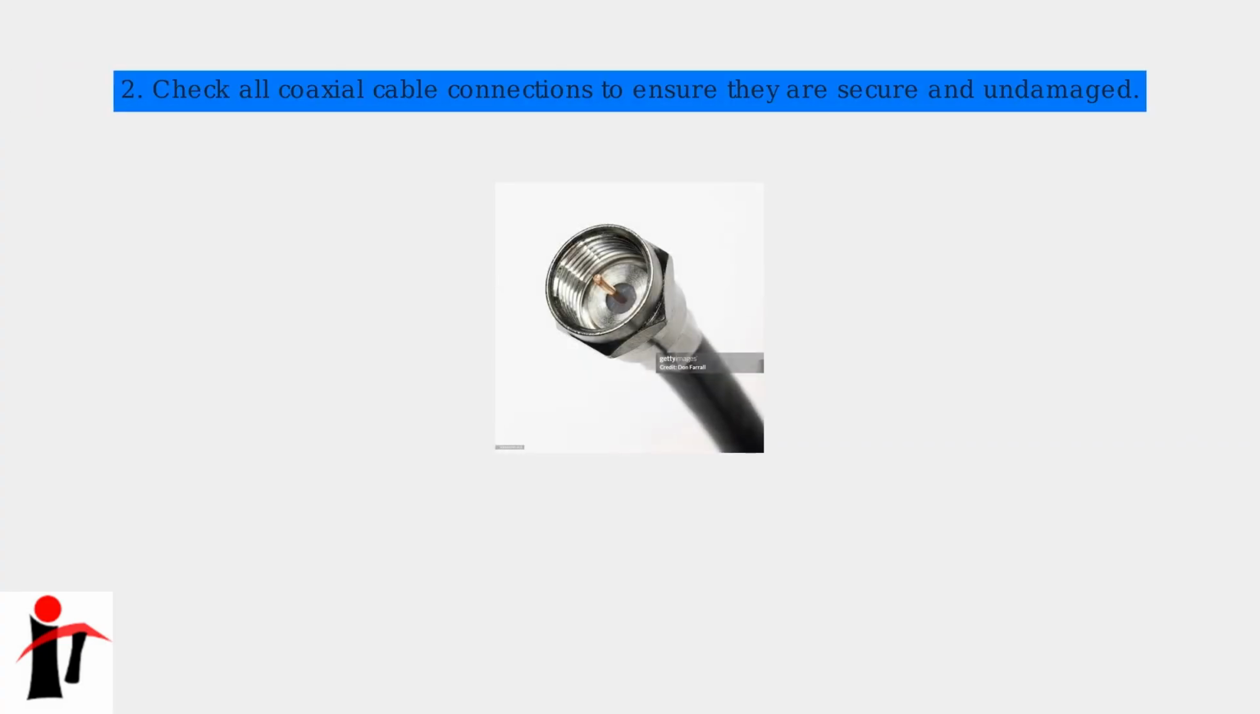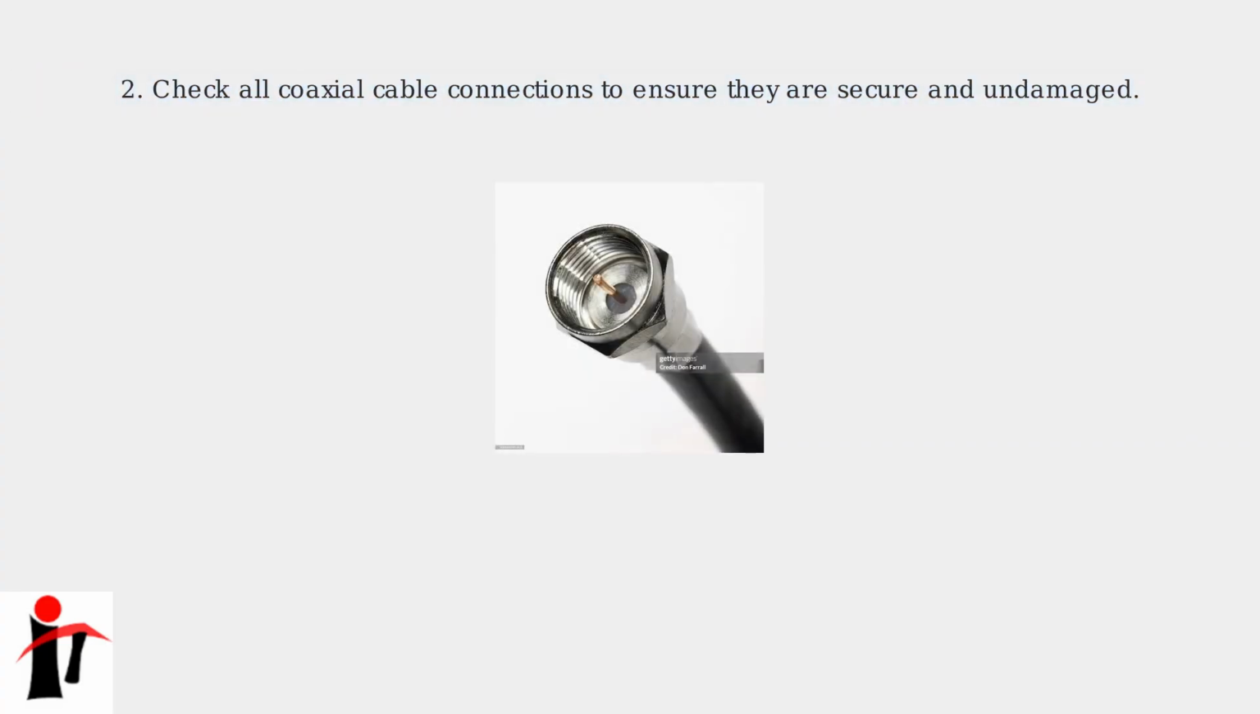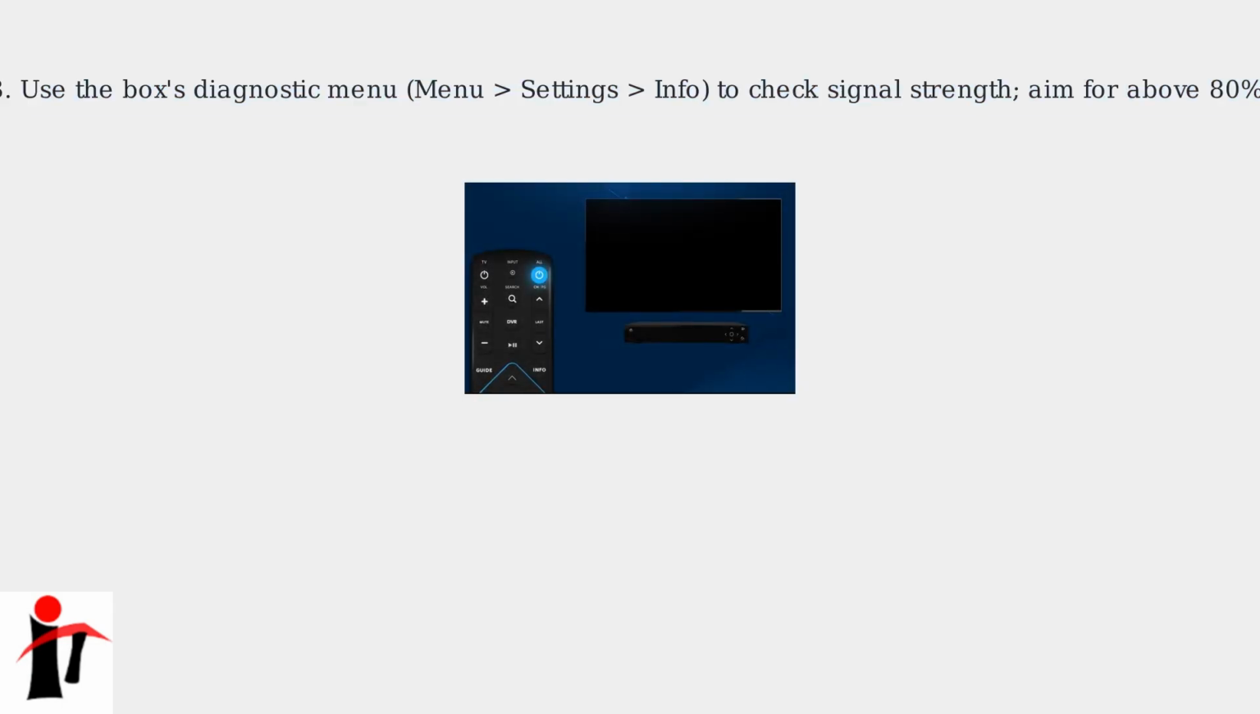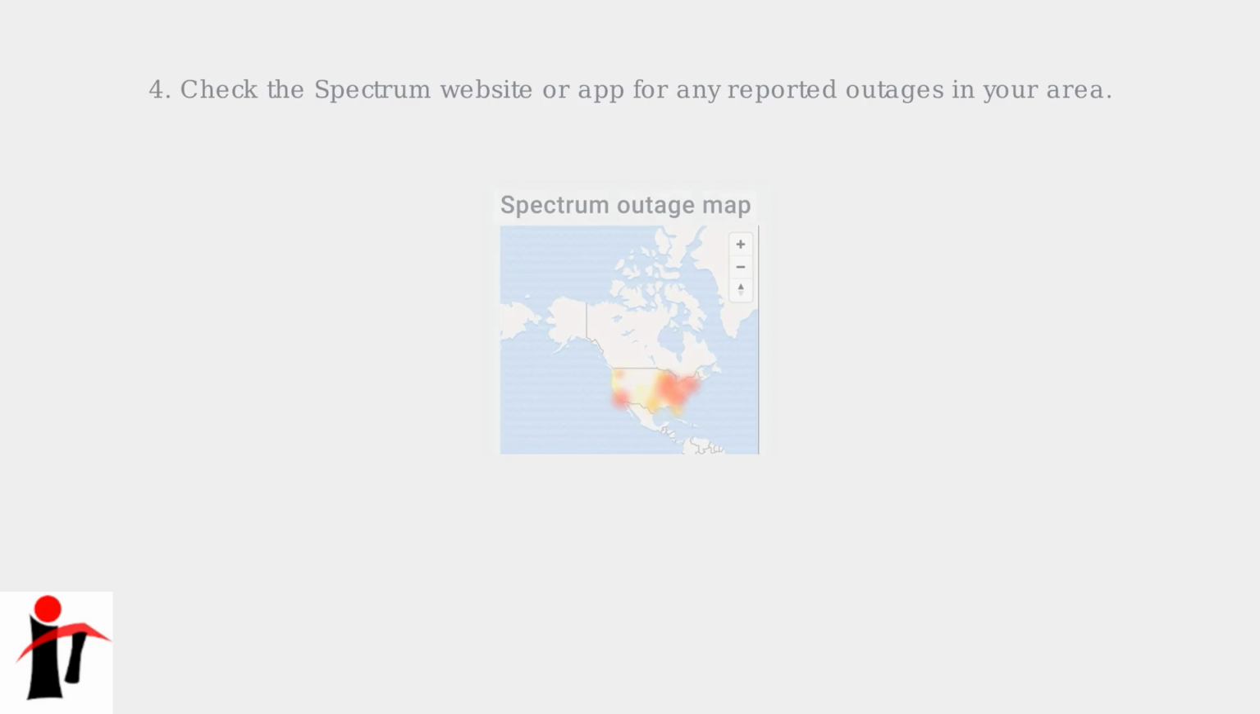Next, check all coaxial cable connections to ensure they are secure and undamaged. If possible, use the box's diagnostic menu, usually via Menu, Settings, Info, to check the signal strength. Aim for above 80%. You can also check the Spectrum website or app for any reported outages in your area.